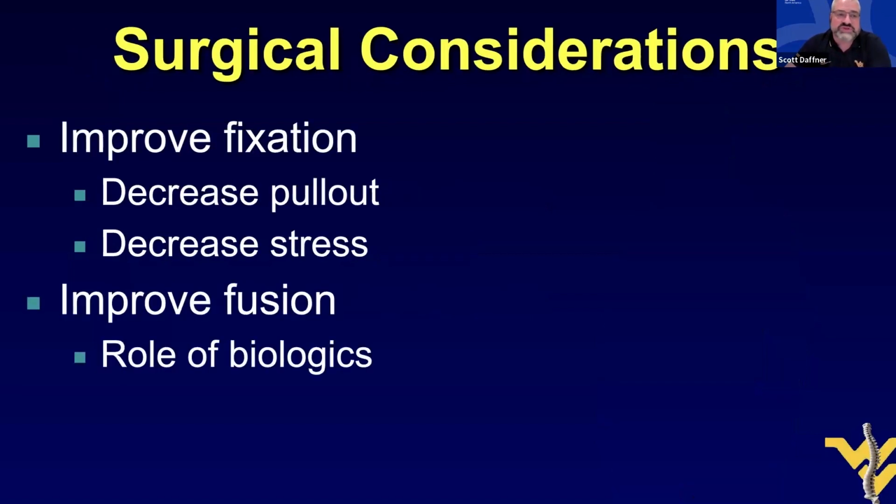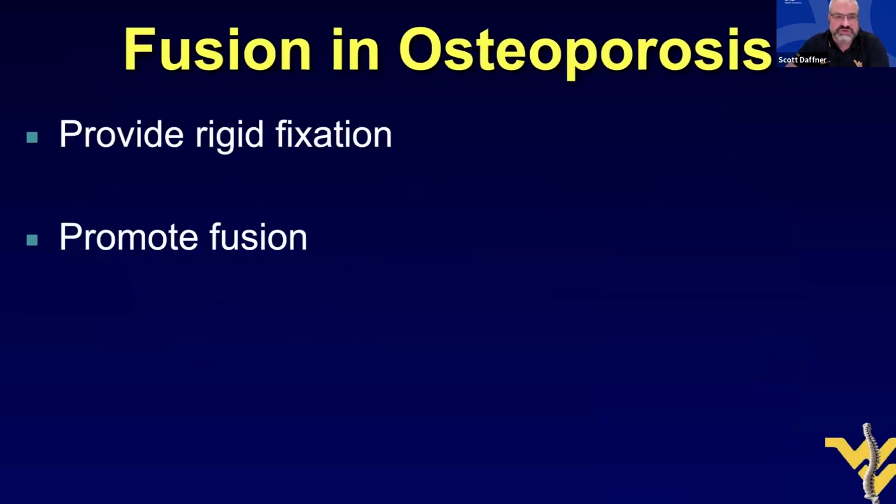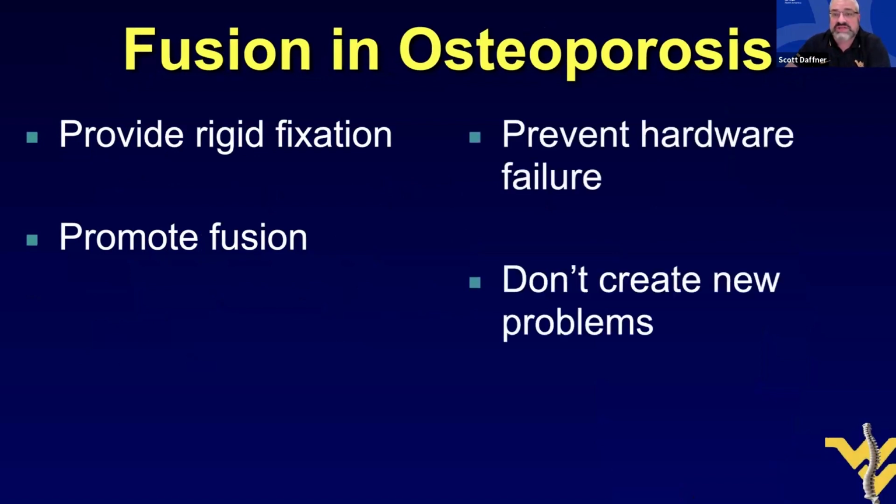And again, everything we do surgically is around two things, really, which is improving the fixation that we can get, as well as improving the fusion. So our surgical goals are the same as pretty much anything, right? We want to provide rigid fixation. We want to promote fusion. But we need to do that in a way that best prevents our hardware from failing, and in a way that does not create any new problems for us.